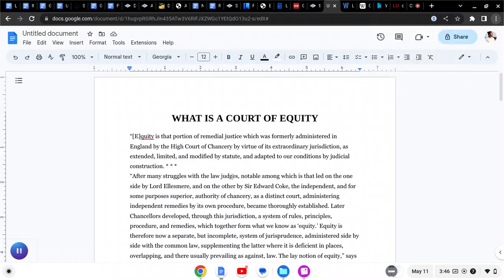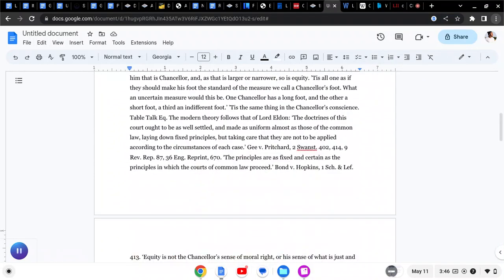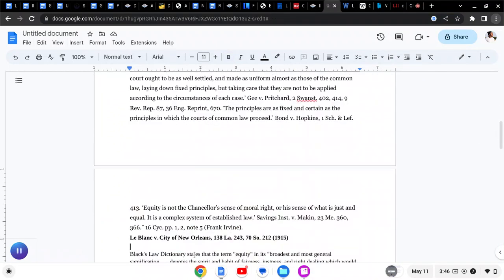So, what is a court of equity? I'm just going to give y'all a little history lesson based on this case right here. This is a case from 1915. You're probably not going to find this case online, and if you do, some of the words might be misspelled. So I would suggest that you go to a local law library, and you can find this case citation right here. Let me go back up.